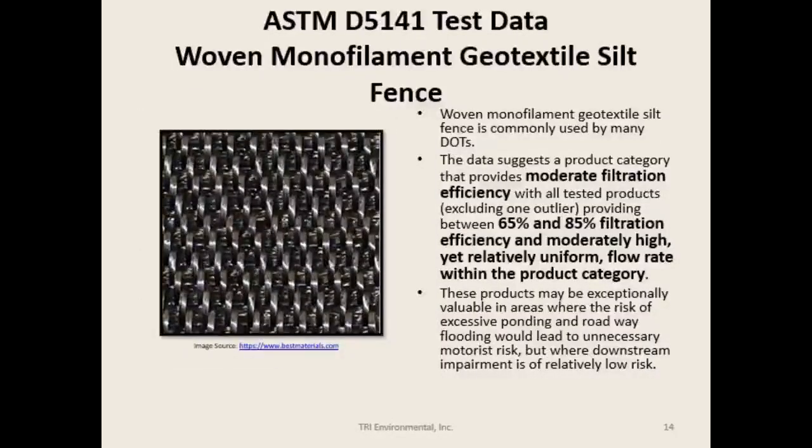Woven monofilament geotextile silt fence. This product category provides moderate filtration efficiency, providing between 65% and 85%, and moderately high yet relatively uniform flow rate. This product category may be exceptionally valuable to designers in areas where the risk of excessive ponding and roadway flooding would lead to unnecessary motorist risk, but where downstream impairment is of relatively low risk.